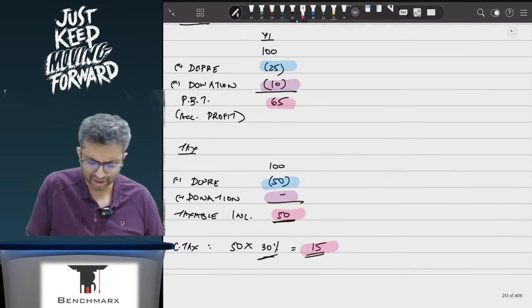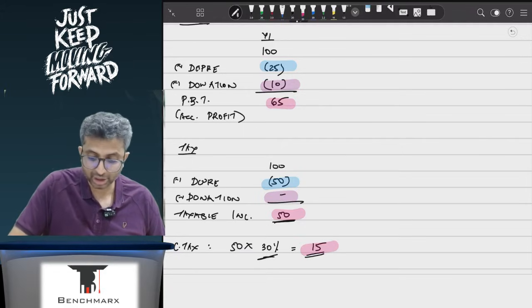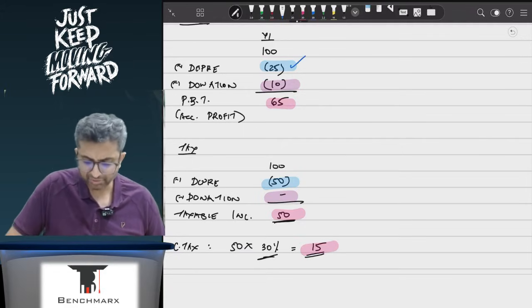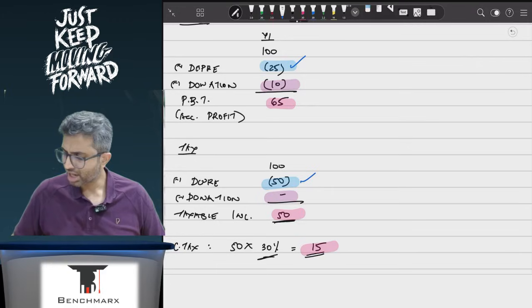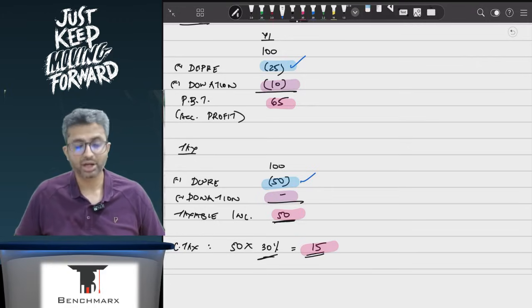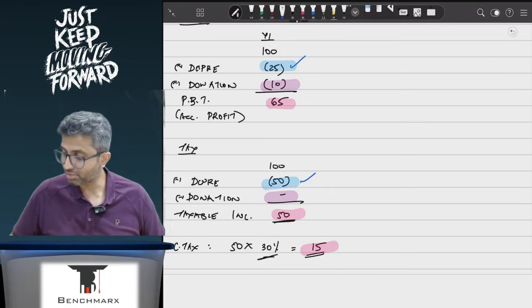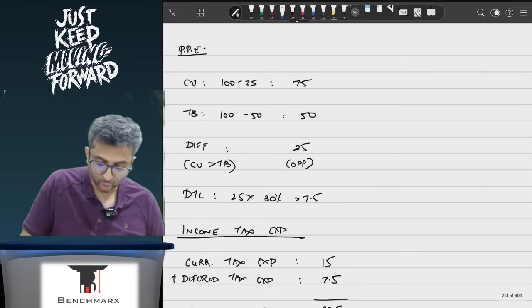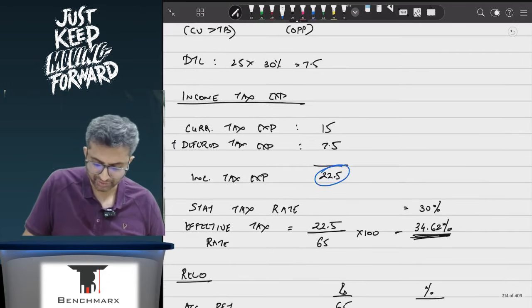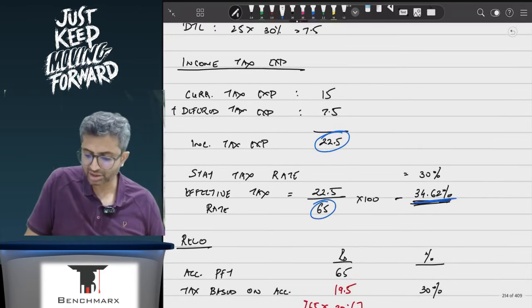But that is 15. Apart from that, there will be some deferred tax. Yes, there will be a 7.5 deferred tax which will be created on this 25 difference. The difference between 75 and 50 is 25, and 25 into 30% is 7.5. So 15 and 7.5 is 22.5. 22.5 divided by 65, if I do, is around 34.62%. So over here, 22.5 upon 65, the effective rate is 34.62%.